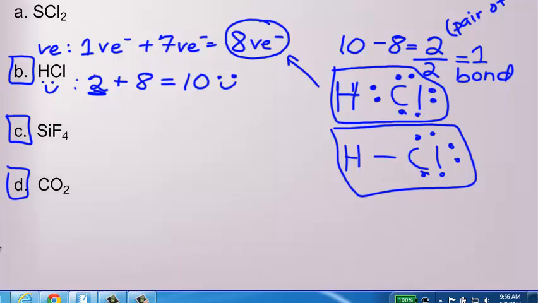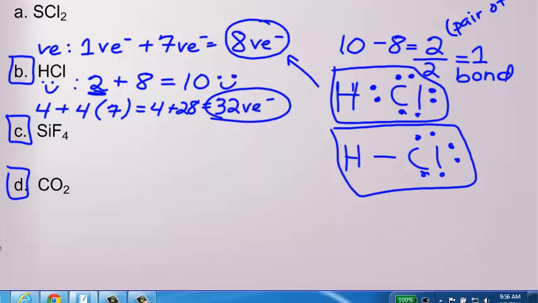SiF4. We have Si has 4 valence electrons, and there are 4 fluorines that each have 7. So that's 4 plus 28, which gives us a total of 32 valence electrons. A lot more dots in this picture. We're going to need 32 dots in our picture.